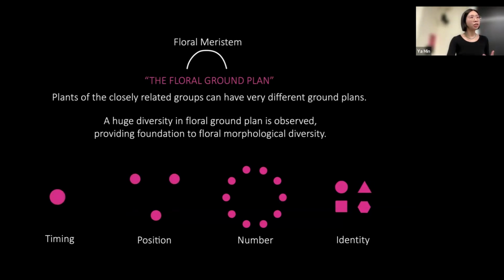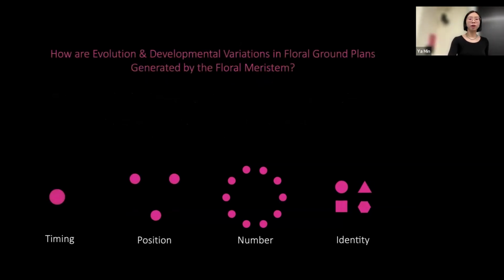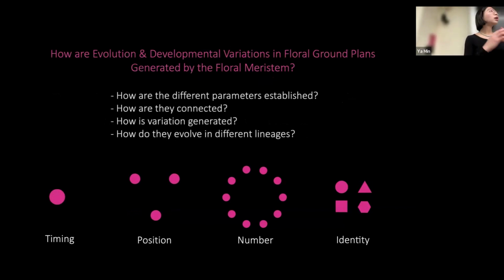So the production and the evolution of the floral ground plan is what fascinates me indefinitely. How are the different parameters controlled? How are they connected? How is the variation generated? And how do they evolve in different lineages?